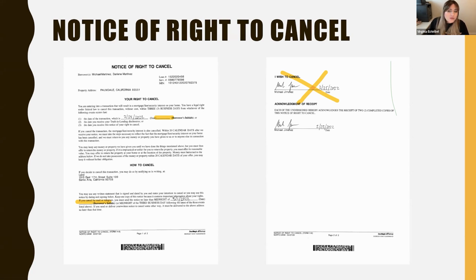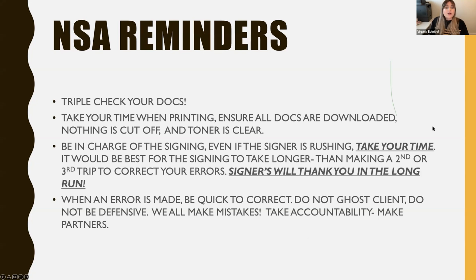All right, so that's all of the docs, but here are just a few reminders, and Hannah, jump in, or anybody else on the Coast to Coast team. Triple check your docs at the signing table, while you're signing, before you leave, and then before you ship them. At least 3 times you want to check them. When you're printing your docs, take your time. Even if it's a rush, it's better to call the signer and say, hey, I just got the docs, I'll be 10 minutes late. Take that extra 10 minutes and make sure you printed it all right.